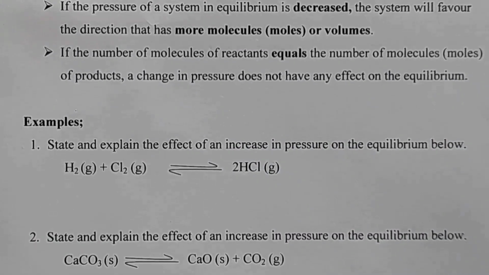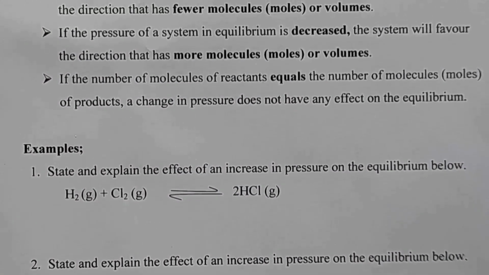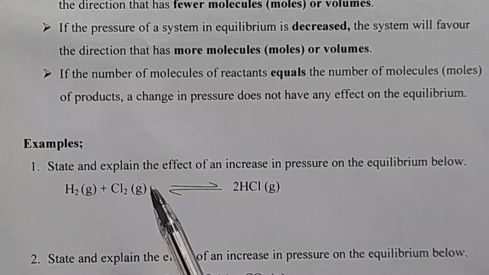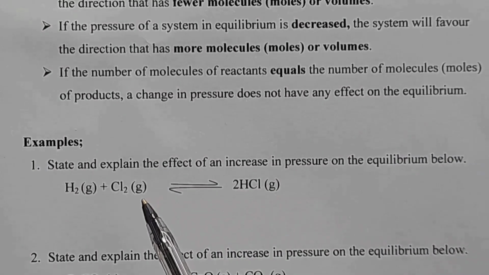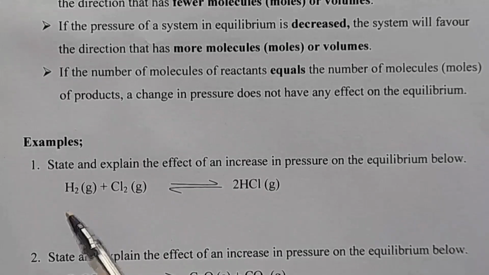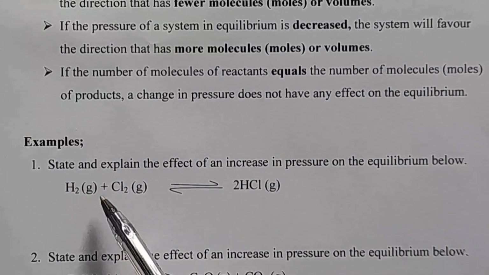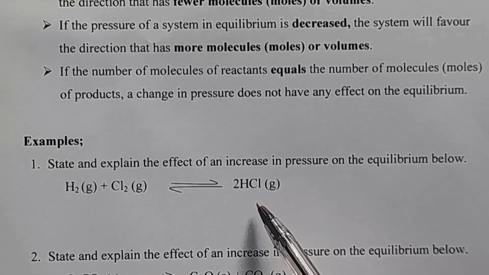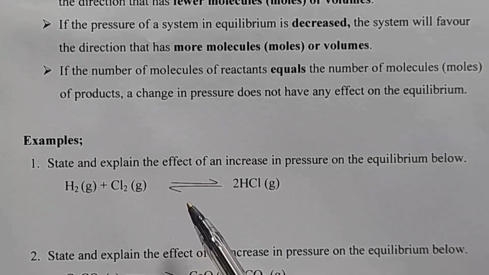We are going to start with example number 1. We are told to state and explain the effect of an increase in pressure on the equilibrium below. Here we have hydrogen gas reacting with chlorine gas, giving us hydrogen chloride gas. Let's check the number of molecules or moles or volumes on the reactant side. We have one molecule of hydrogen and another molecule of chlorine, so in total the reactant side has 2 molecules. On the product side, we have 2 molecules of hydrogen chloride gas. That means the number of molecules on the reactant side equals the number on the product side.